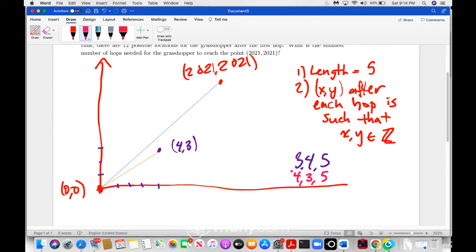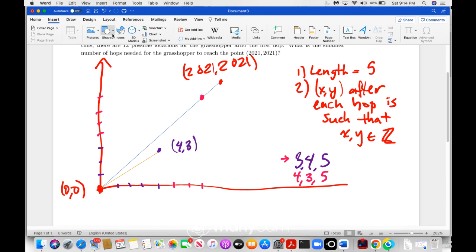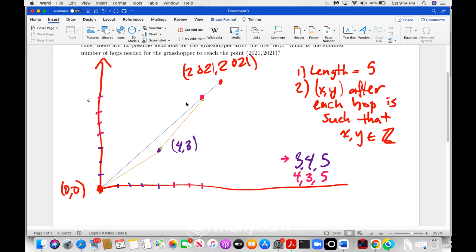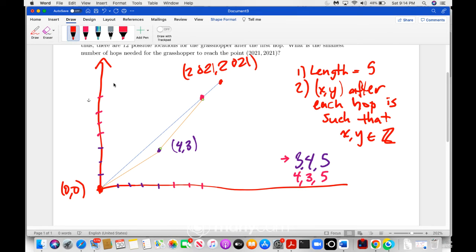But this time, we used 4, 3 for the first one, so we're going to use 3, 4 for the next one. We're going to move 3 units along the x-axis, and now 4 units along the y-axis. Which means we are going to end up, you can already see it, on this line. And what are the coordinates of this point right here? Well, the coordinates are simply 7, 7.